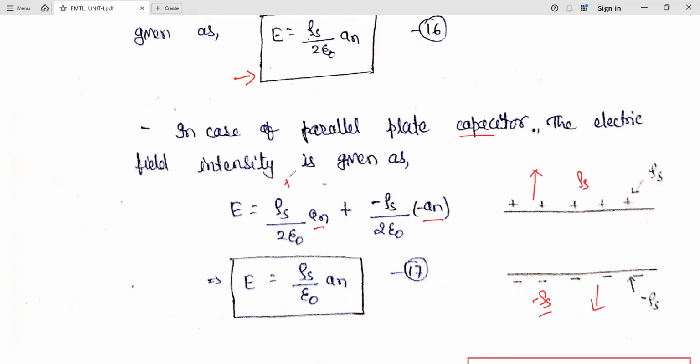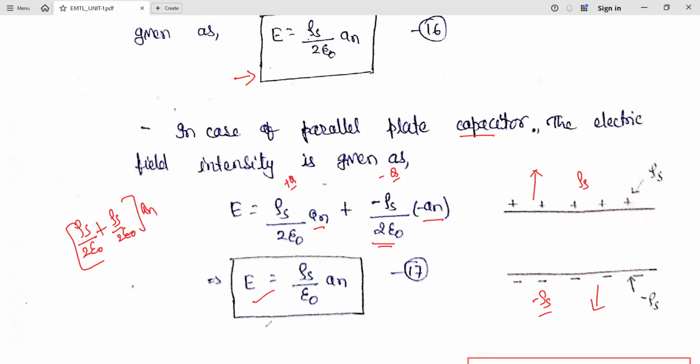As well as the charge density: due to plus Q here, that is rho s. And here the charge is minus Q, so that charge density is minus rho s. So finally this minus minus is plus for the second term. So we have here rho s by 2 epsilon naught plus rho s by 2 epsilon naught. Finally, while you add this, you'll get this expression, rho s by epsilon naught.